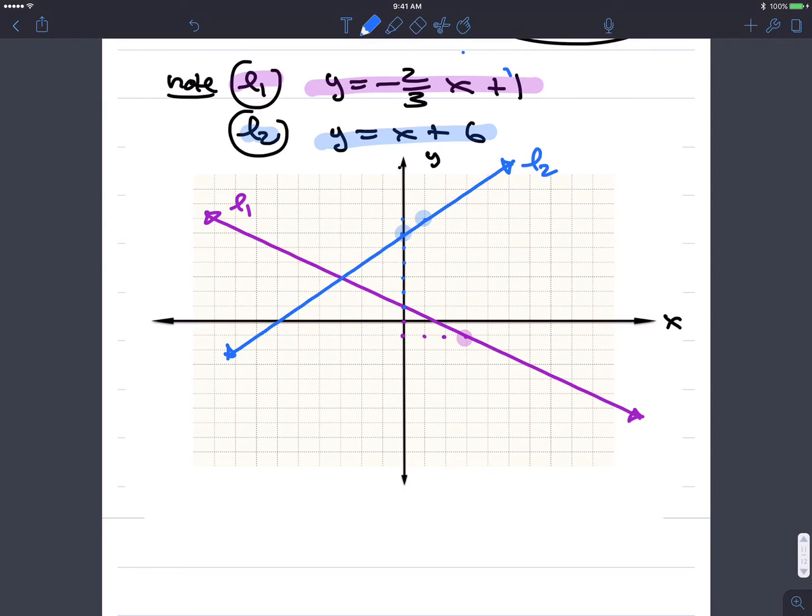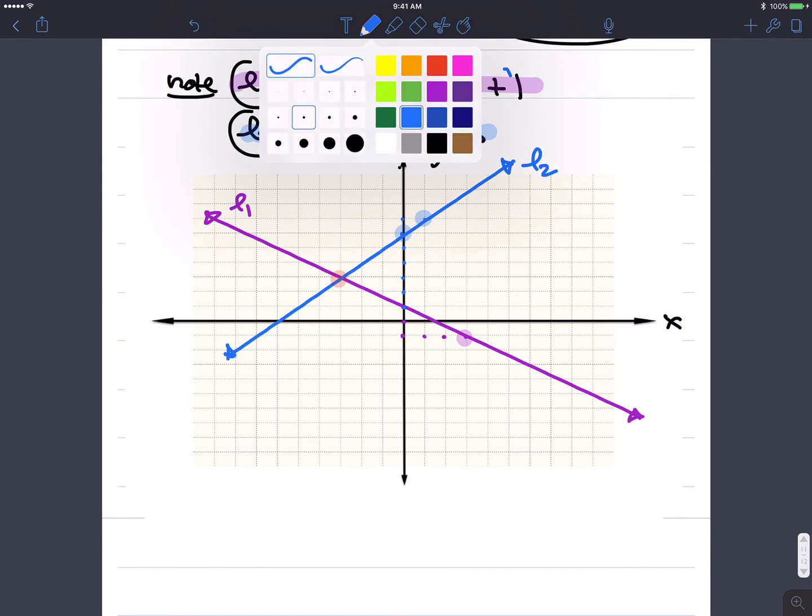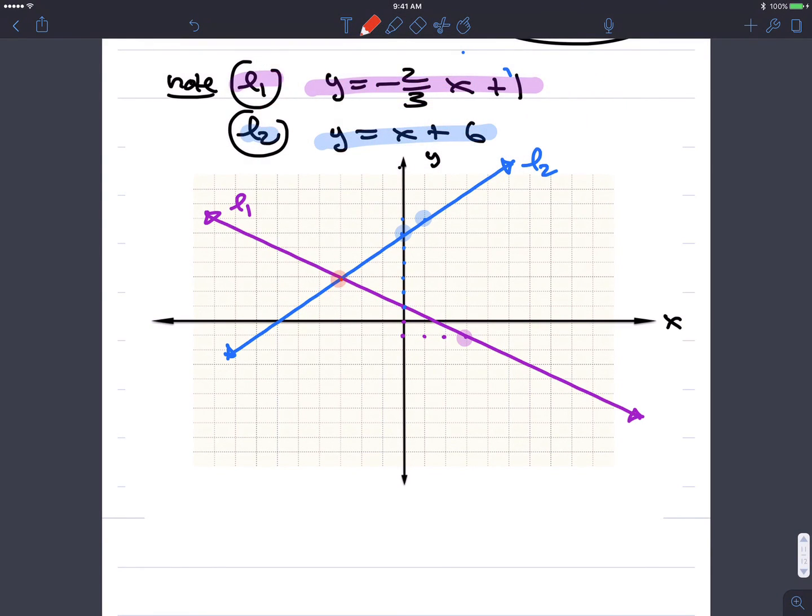This is line 2. So if we look closely, our point of intersection is right here. It's where x is negative 1, negative 2, x is negative 3, y is positive 1, 2, y is positive 3. So negative 3, positive 3 is the point of intersection.